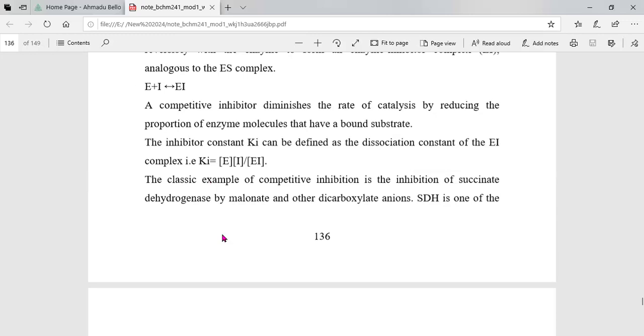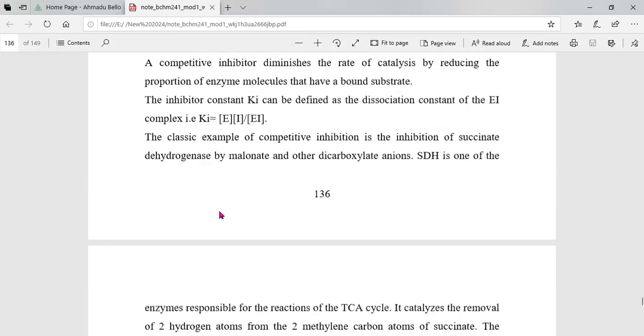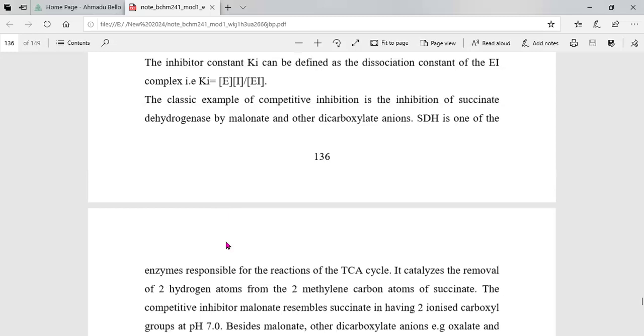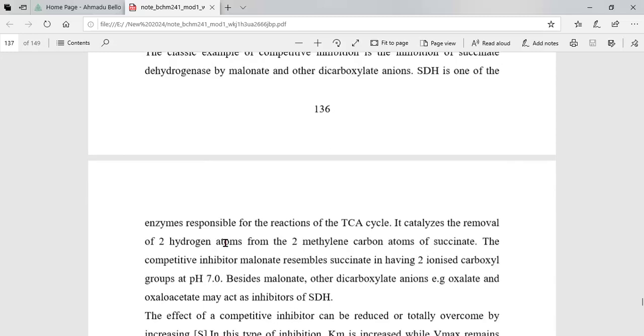The classic example of competitive inhibition is the inhibition of succinate dehydrogenase by malonate and other dicarboxylate anions. Succinate dehydrogenase is one of the enzymes responsible for the reactions of the tricarboxylic acid cycle, the TCA cycle. You remember the Krebs cycle in biology, which is the cycle that completes the production of energy after glycolysis. The substrates are furnished to the TCA cycle for the completion of the energy production.